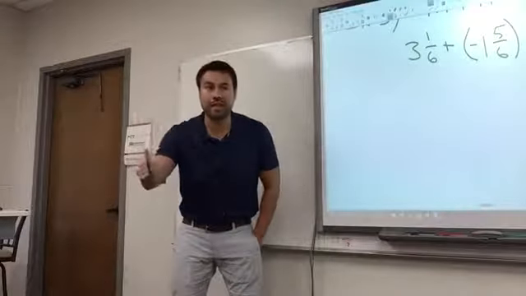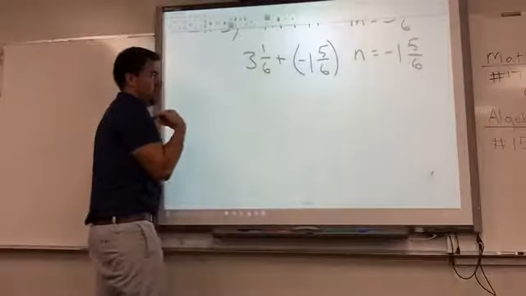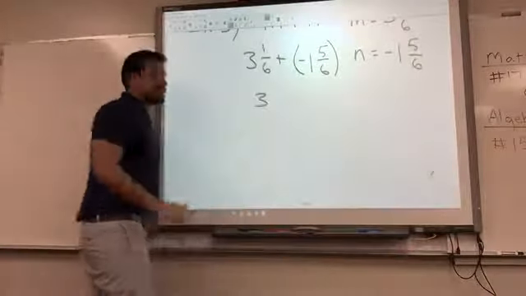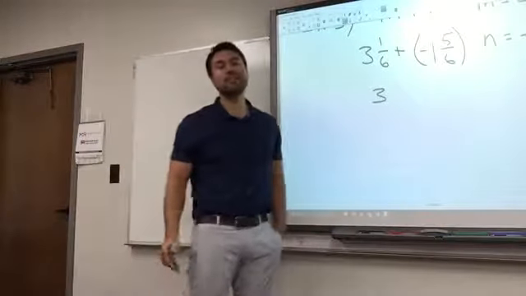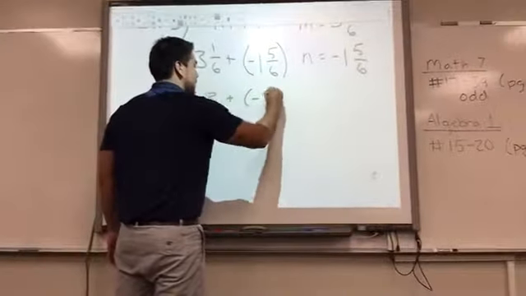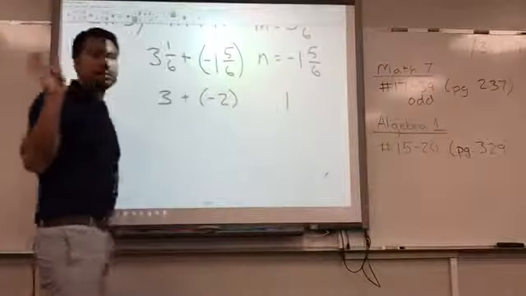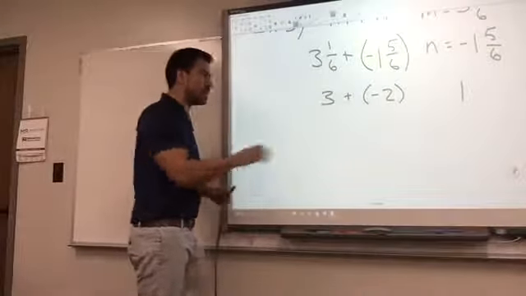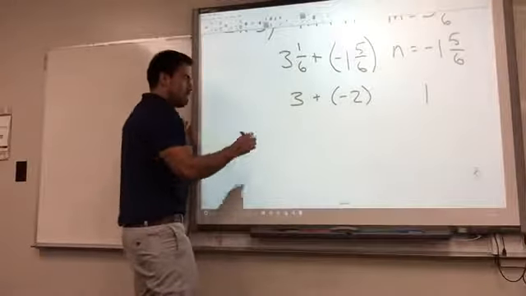Let's estimate. So what would 3 1/6 round to? 3, right? Isn't 3 and 1/6 just about 3? What would -1 and 5/6 round to? -2. So what would this be? 1. Okay, just be 1. That's an estimate. That's not the actual answer. So I'm going to keep that 1 up there. My answer should be pretty close to +1. But let's see here.